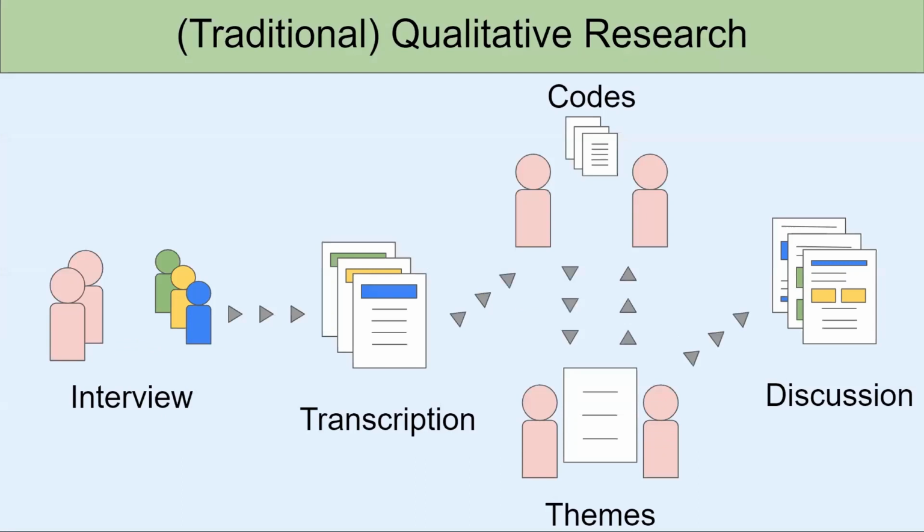One common approach to qualitative research involves a process like the one here on screen, in which researchers conduct interviews, transcribe those interviews, and then go through a process of analysis involving identifying codes and generating themes within those transcripts. Those will then be used to write a research paper. Unfortunately, this process can be very time-intensive, with 1 hour of transcript data leading to approximately 10 hours of analysis.